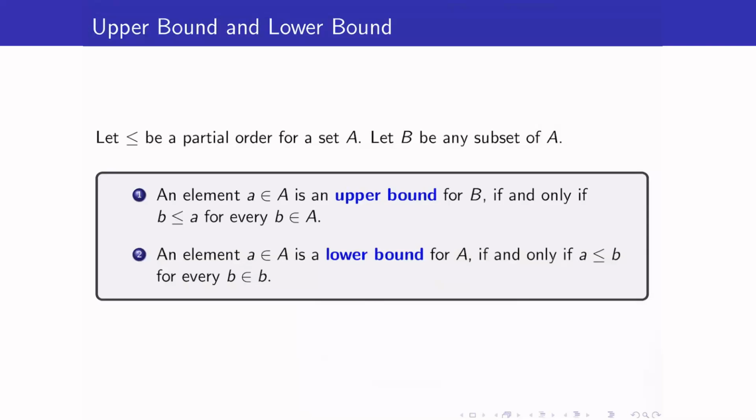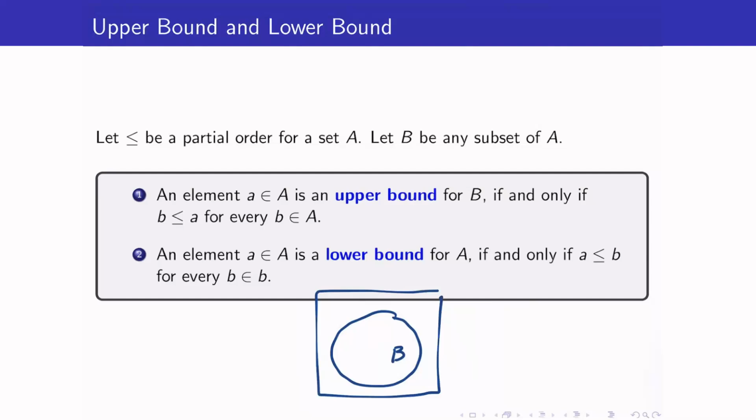Similarly, for a lower bound for B, so we have our B here. This is my set A. A lower bound is something which is smaller than all the other elements of B. So if you look at the diagram, this one here would be a lower bound for B.